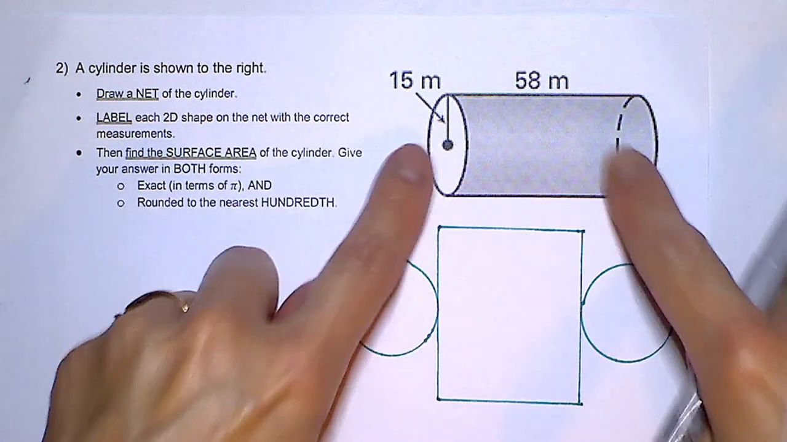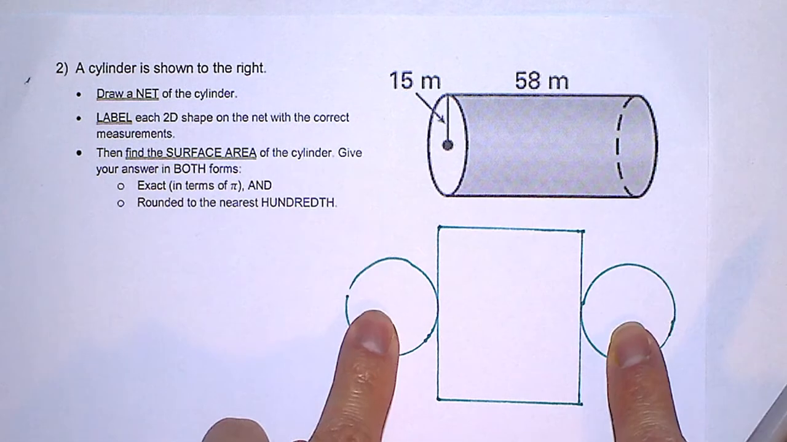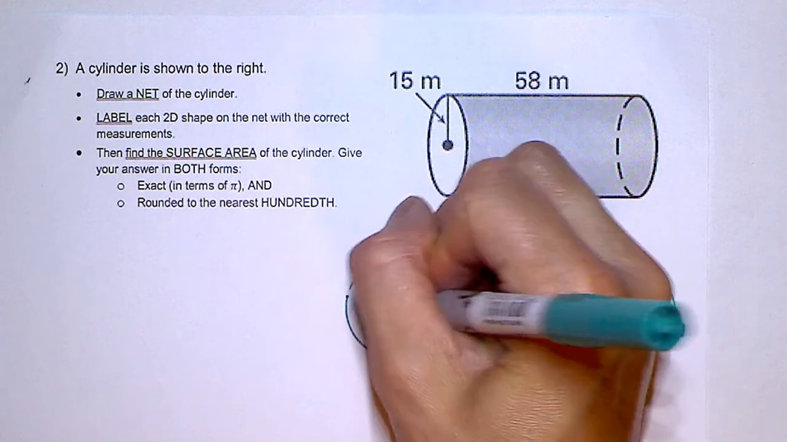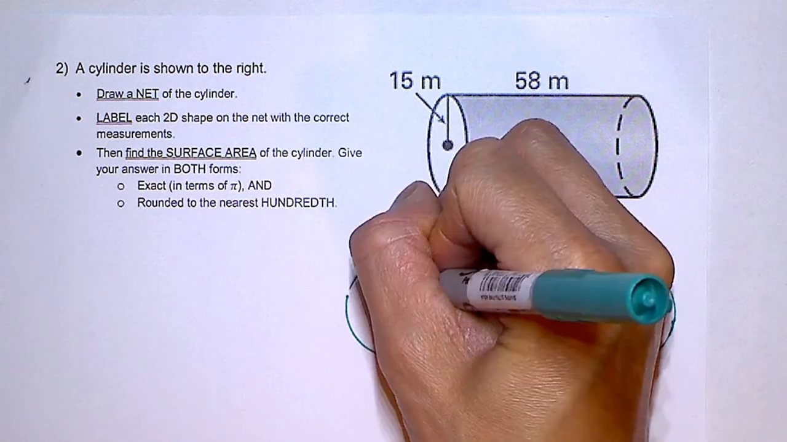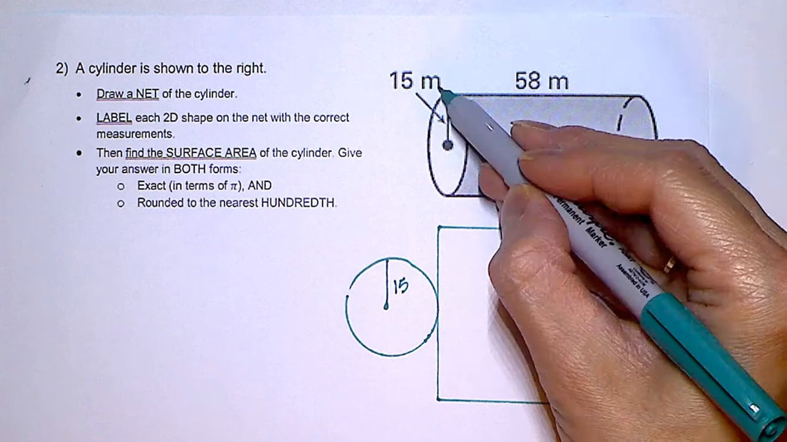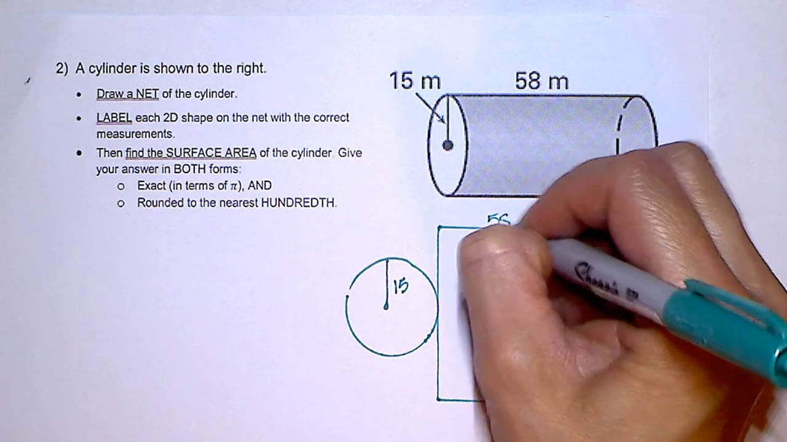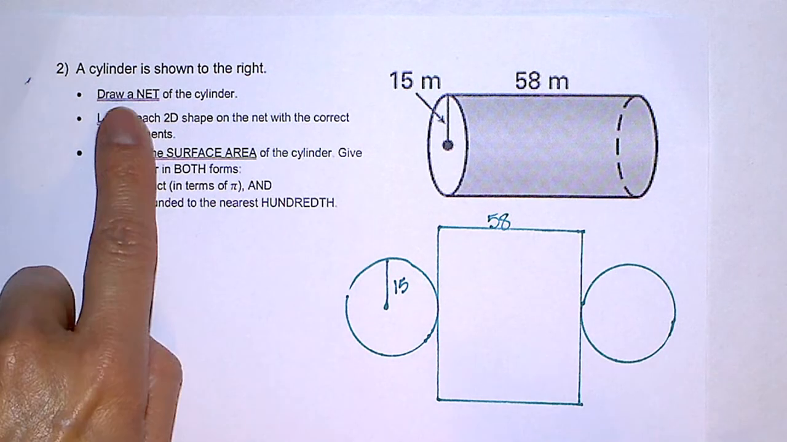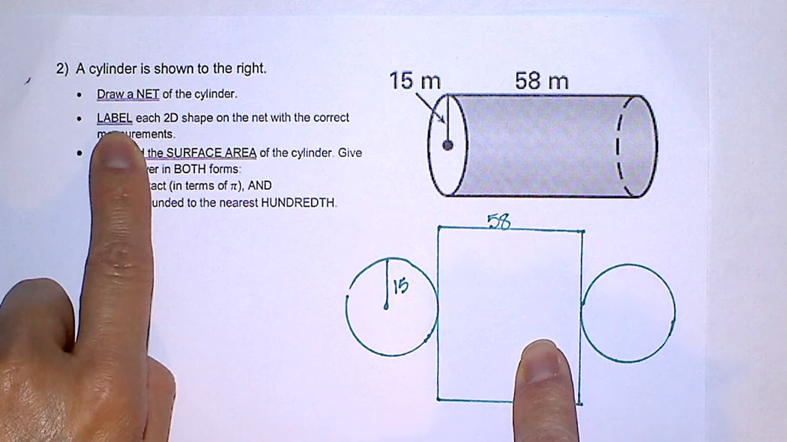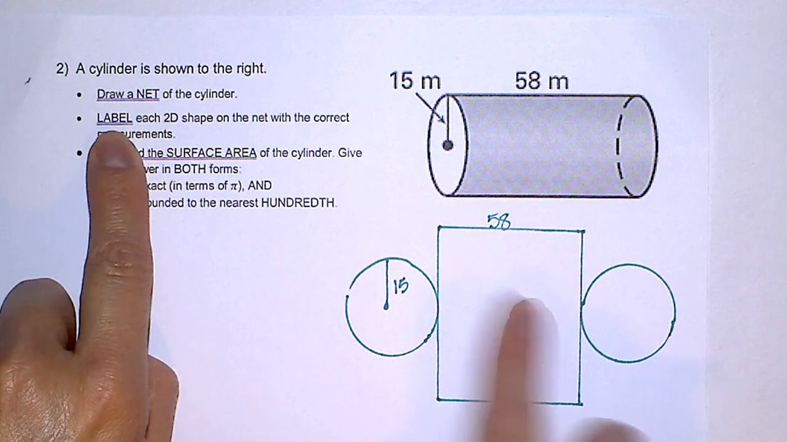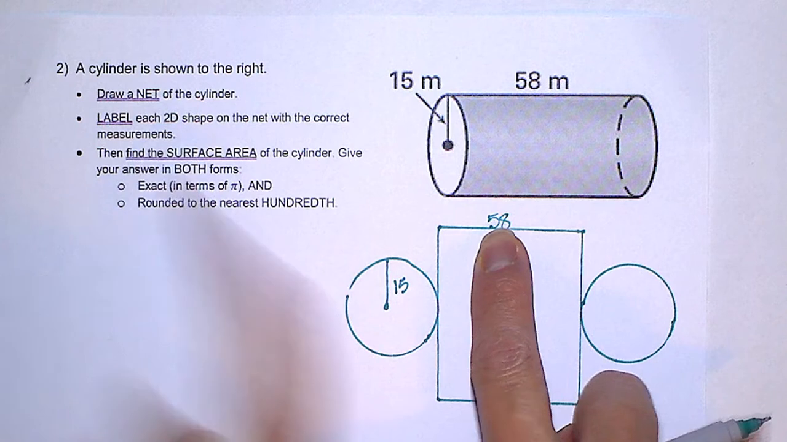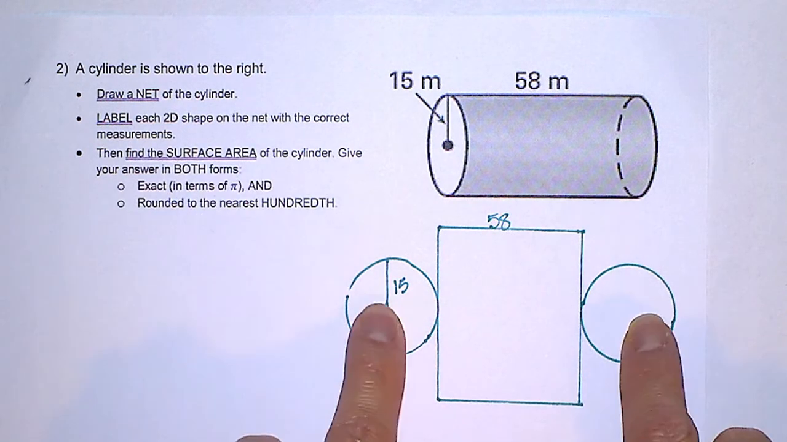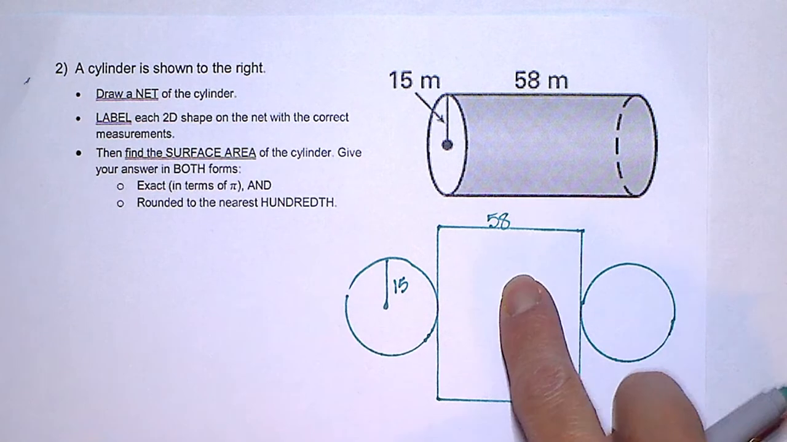So if you cut this cylinder apart, you're going to have two circles on the end, and this middle lateral edge is a rectangle. And I know that my radius is 15 because that's what it says here, and the width of my rectangle is 58. All right, so we drew the net. We're going to label each 2D shape, so we know 15 and 58, and let's find the surface area. We have to find the area of both circles, they're the same, and the area of this rectangle.